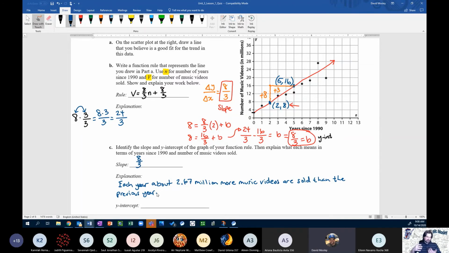It says for every 3 years we would sell 8 million more, but we're trying to do a 1-year increase, so that's 2.67, which is the decimal representation of 8/3. So each year, about 2.67 million more music videos are sold than the previous year.